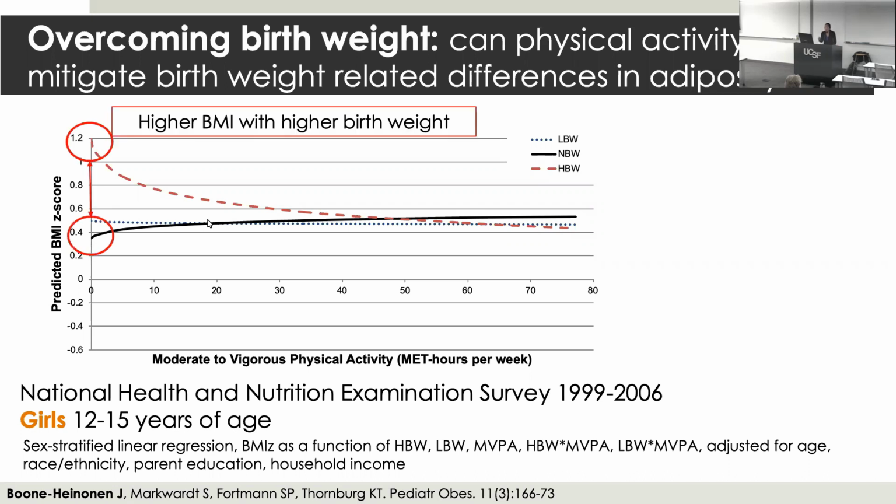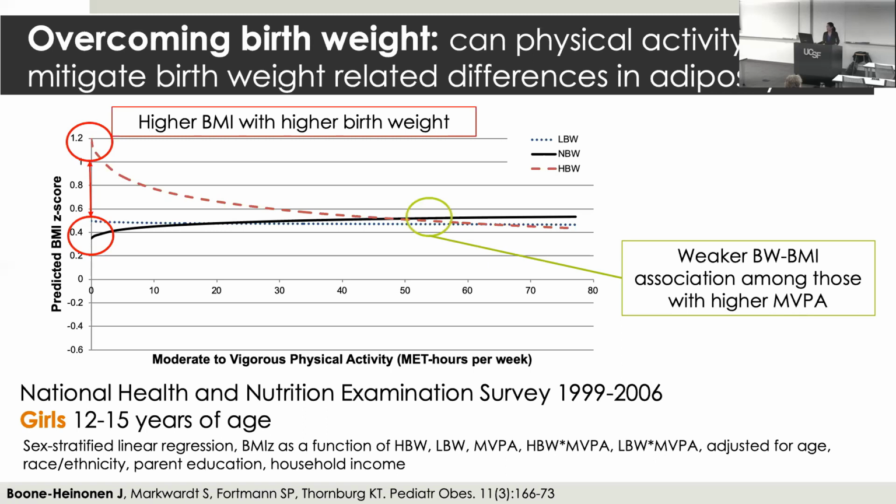So the most obvious finding here is this gap. We're seeing higher BMI in adolescent girls who were born with higher birth weight. The most pertinent aspect is the narrowing of this difference with higher levels of physical activity. We're seeing weaker associations between birth weight and BMI among those with higher physical activity levels. And so this is getting at that mitigation idea.